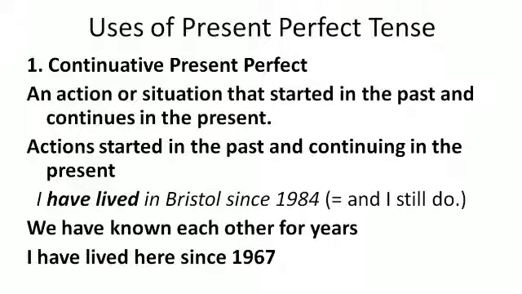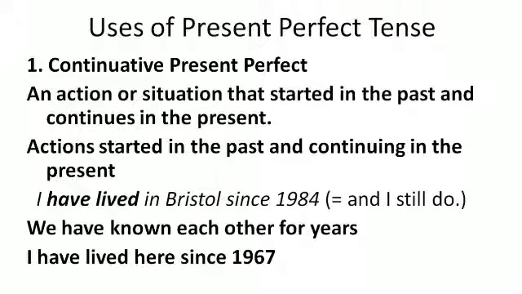Then, we have known each other for years. ഞങ്ങൾക്ക് പരസ്പരം കുറേ വർഷങ്ങളായിട്ട് അറിയാം എന്നാണ് പറയുന്നത്. So here you can see since and for are used as time indications. I have lived here since 1967. That means that action started in the past and is still continuing.